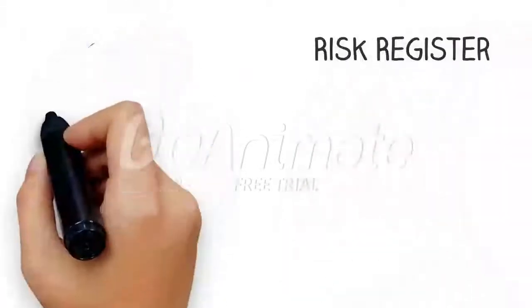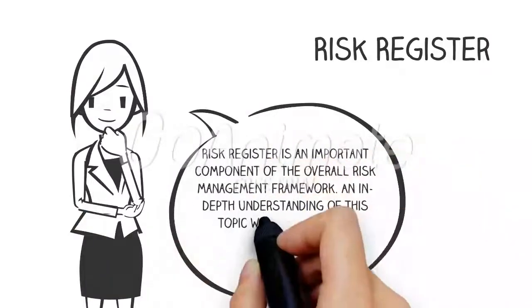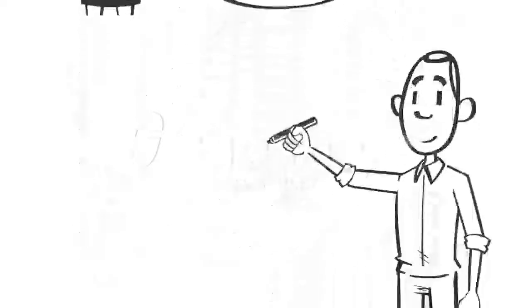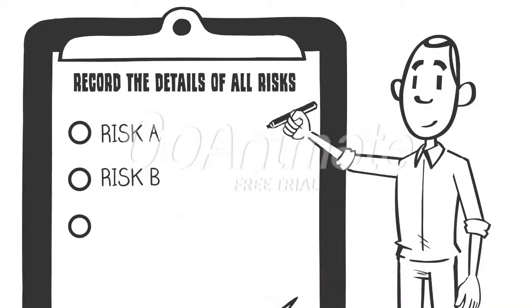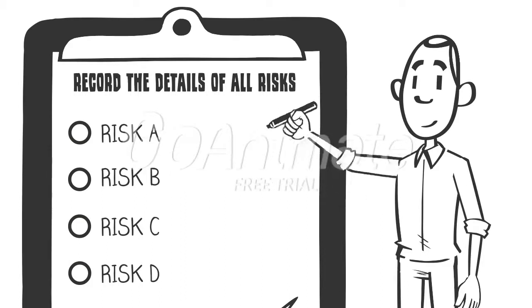Risk register is an important component of the overall risk management framework. An in-depth understanding of this topic will enable us to understand the risk management processes better. The purpose of a risk register is to record the details of all risks that have been identified along with their analysis and plans for how those risks will be treated.